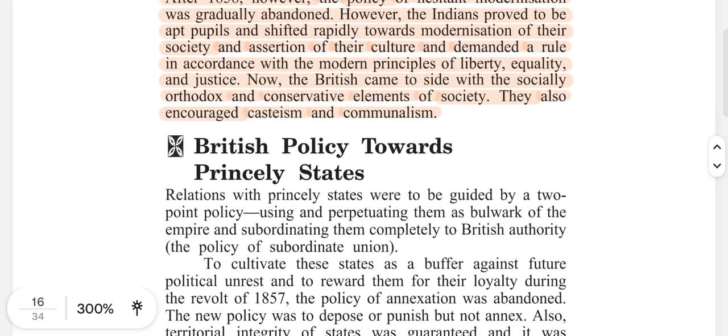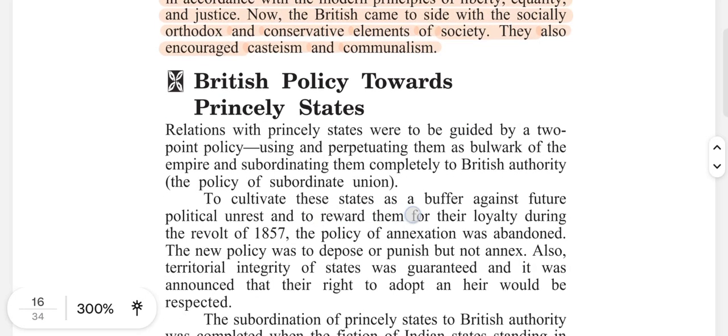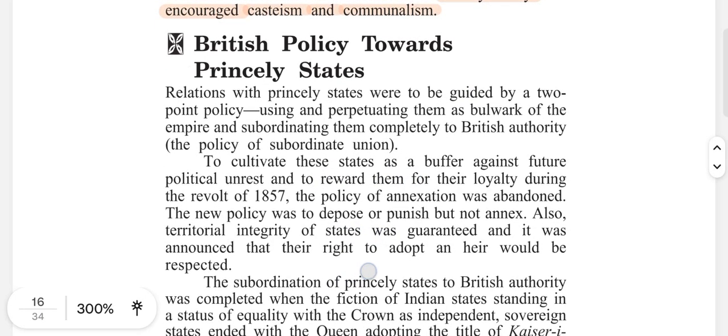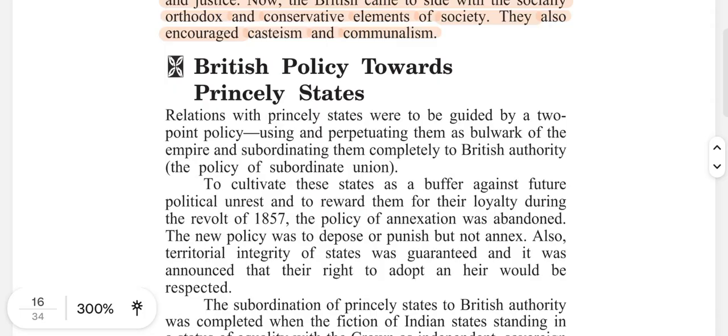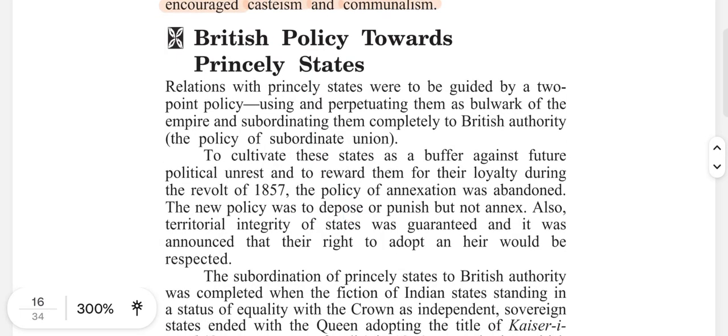Now, the British came to side with the socially orthodox and conservative elements of society. They also encouraged casteism and communalism. British policy towards princely states. Relations with princely states were to be guided by a two-point policy: using and perpetuating them as a bulwark of empire, and subordinating them completely to British authority, the policy of subordinate union.